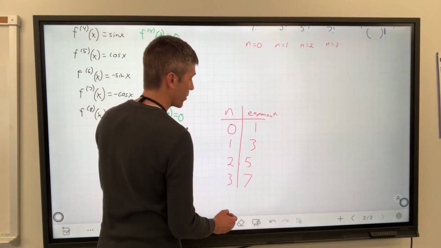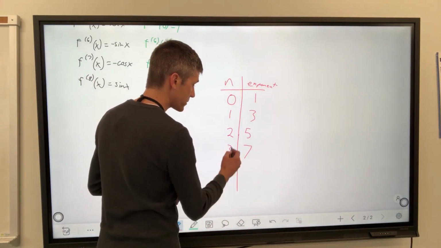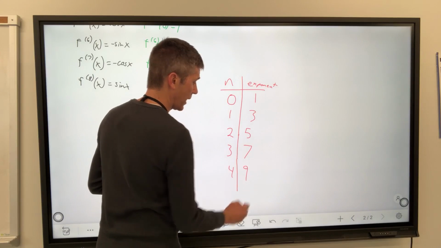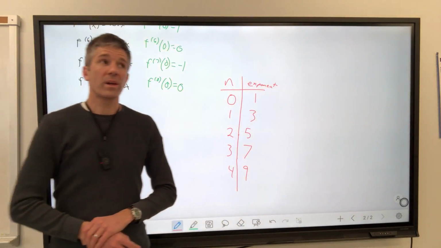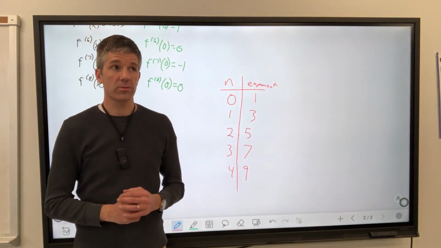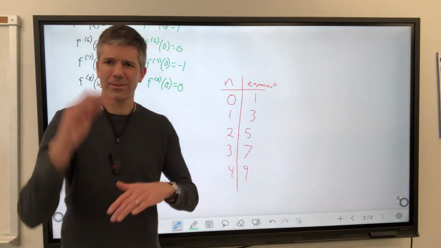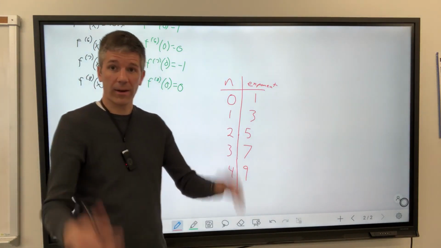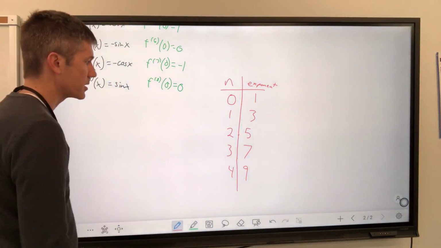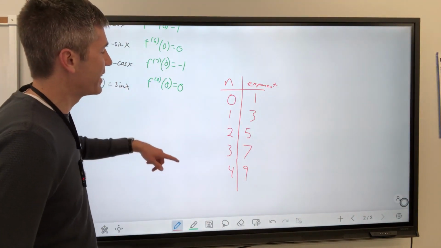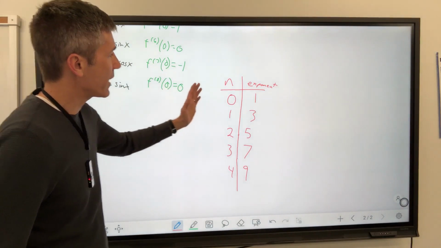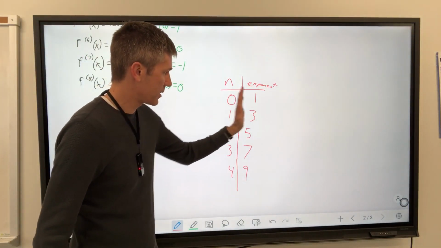And if you want to go further, you can see where this is headed. 4 gives me 9. We did some similar stuff on some notes called "Notice the Pattern," something like that. It's this sheet where you had to sniff out patterns. It's fun. Scratch and sniff. So I want to find what I could do to this number to get this number.